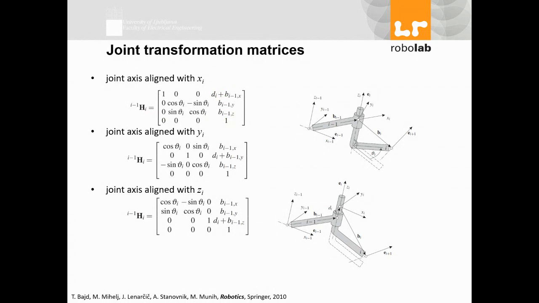Same story goes with y. When you have y, your variable is here, and your rotation is also around the y-axis. And with z, same thing. Again, your movement is alongside z, and your rotation is around the z-axis. Okay?